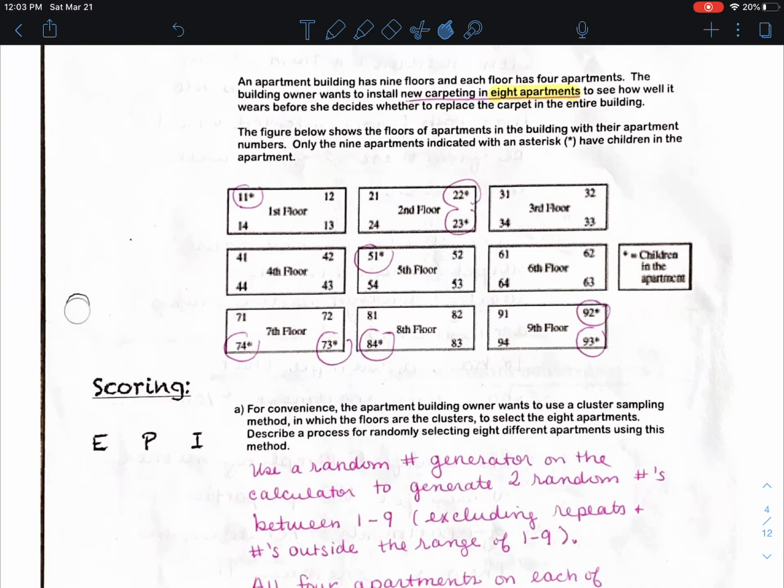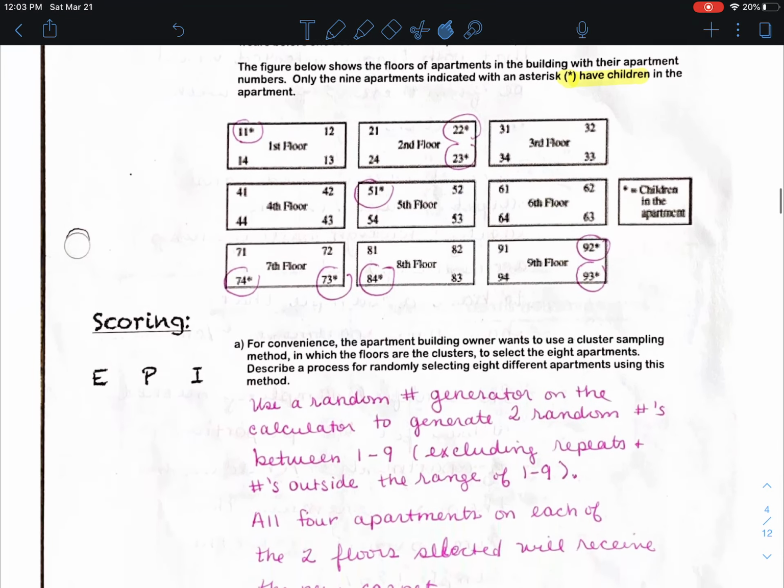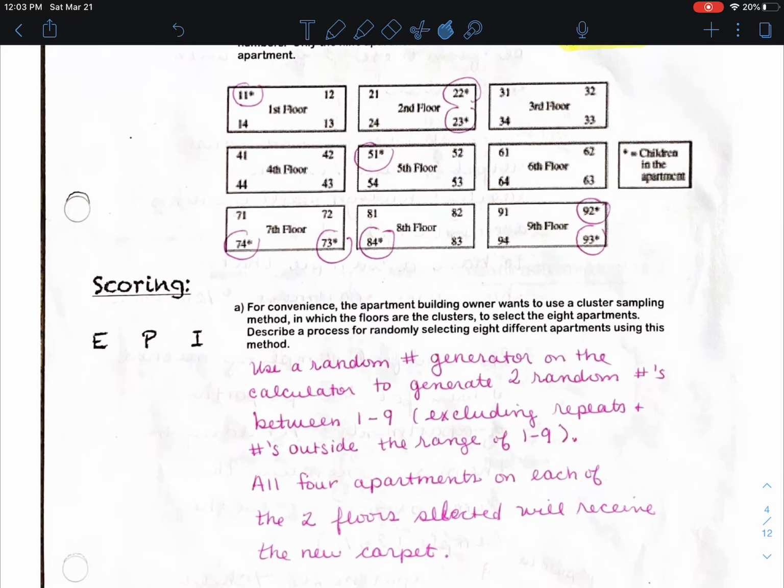The figure below shows you all the floors, and you'll notice if there's a little asterisk next to the number, that is an apartment that has children in it. So it says, for convenience, the apartment building owner wants to use a cluster sampling method in which floors are the clusters to select the 8 apartments. Describe a process for randomly selecting 8 different apartments using this method.